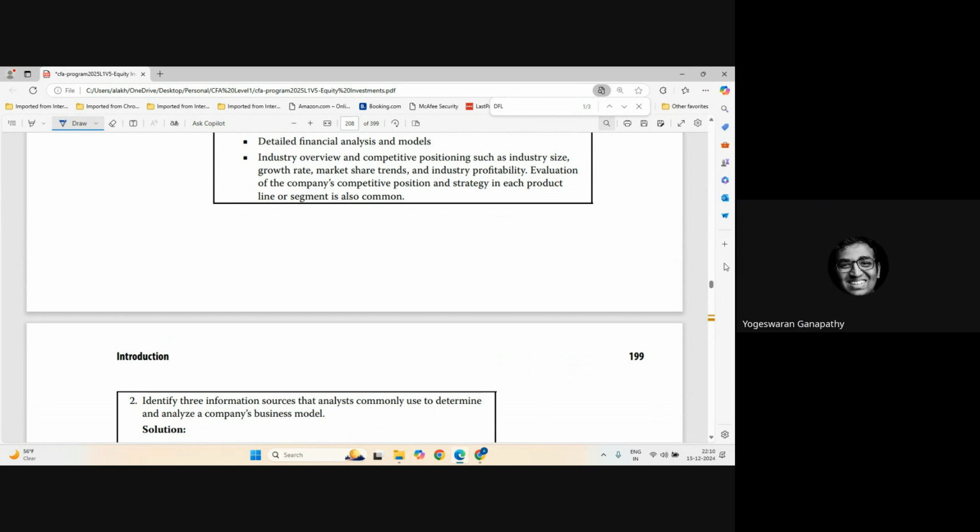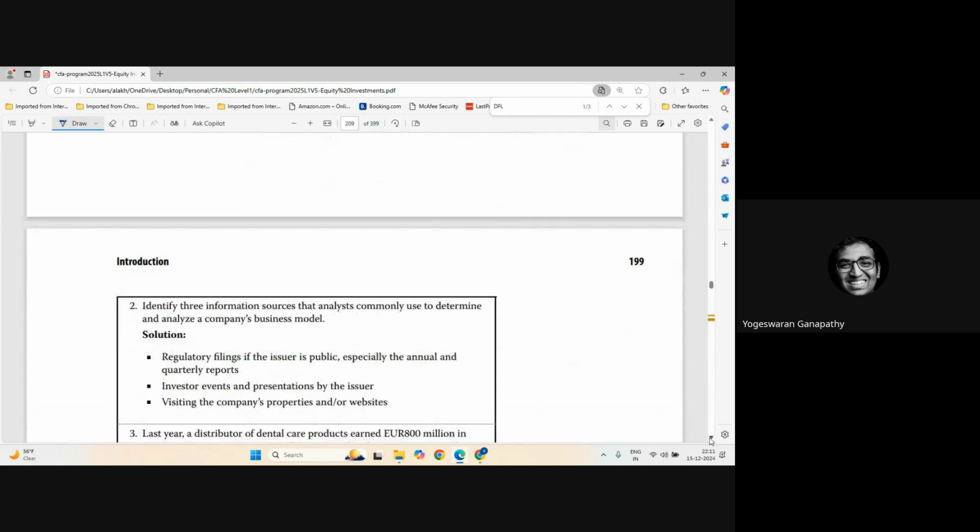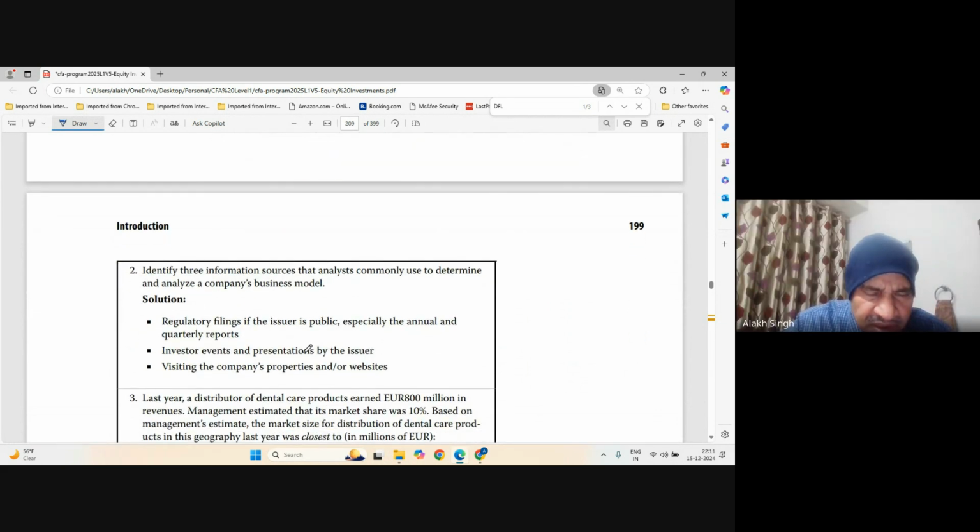So like other investors' information. Yes, it is private information, meaning you may have to purchase it. Why will an equity analyst give his analysis to you? So you will have to purchase it, meaning privately provided information. So regulatory filing, investor events and presentations by the issuer, and visiting company properties. These are the three. Well, it is more than three, but it is asking only three.